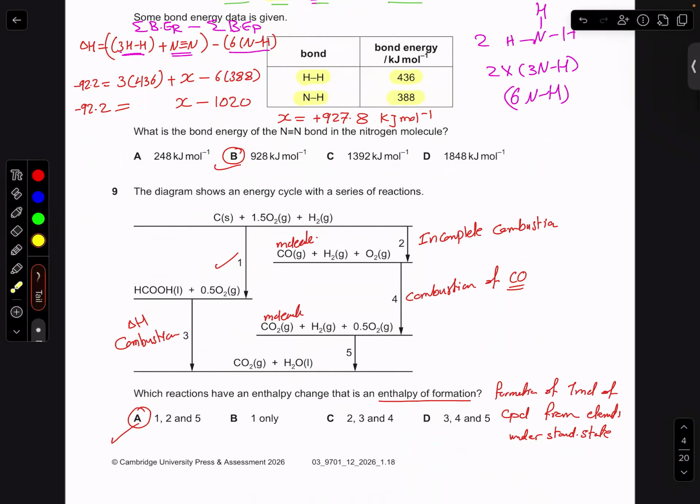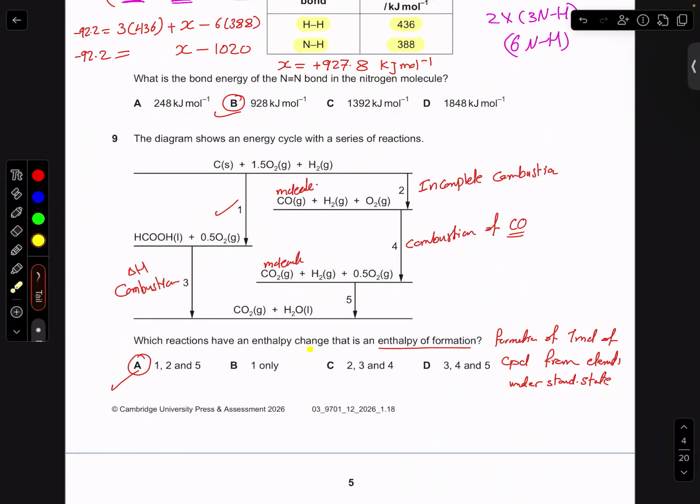Question number 9. The diagram shows the energy cycle with a series of reactions. Which reaction has the enthalpy change that is an enthalpy change of formation? The enthalpy change of formation is the formation of 1 mole of a compound from its elements under standard state. So if you look at this, these are elements. Together they will form this compound, and the elements are in their standard state, and this compound is 1 mole.